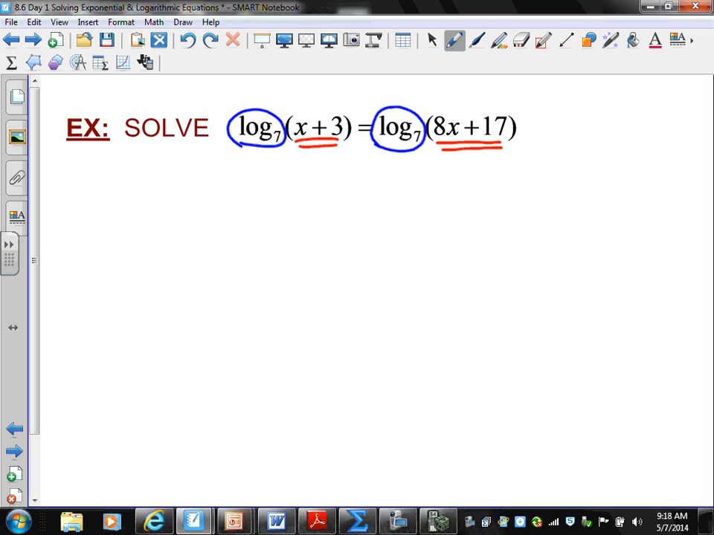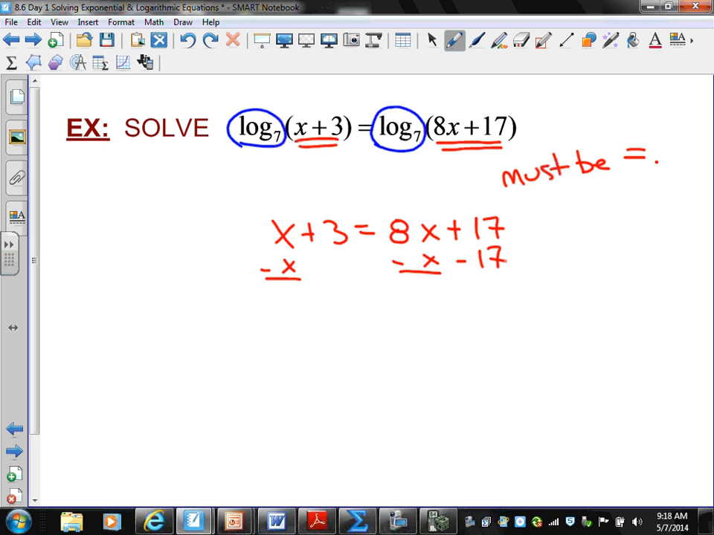Right? If these 2 sides are going to be the same thing, and those bases are the same, the arguments must be the same. So really, in one move, I've simplified this problem, and now you're down to an Algebra 1 problem. Okay, so I'm just going to clean this up rather quickly here. Subtract x. I'm going to subtract 17 at the same time. And I'm going to get 7x on the right side. I'm going to get minus 14. And I'm going to get x equals negative 2.